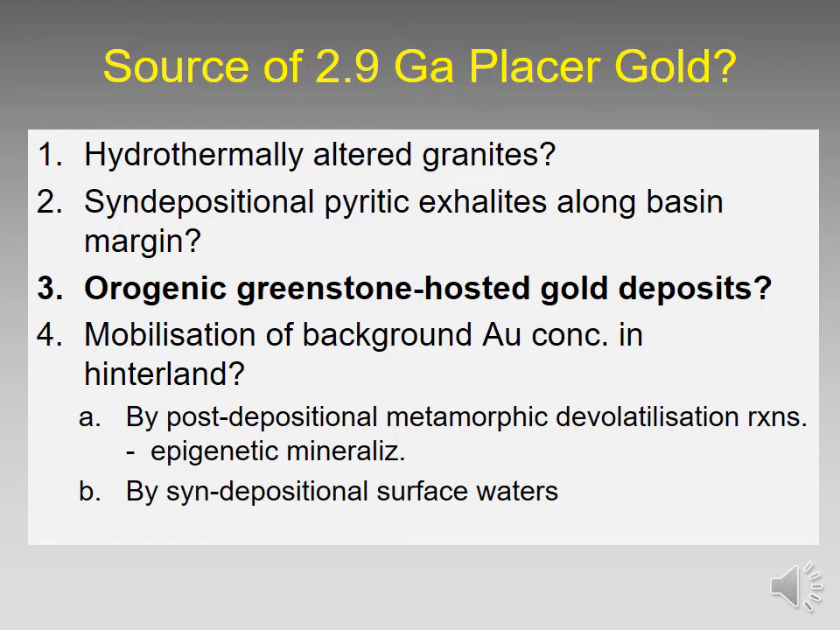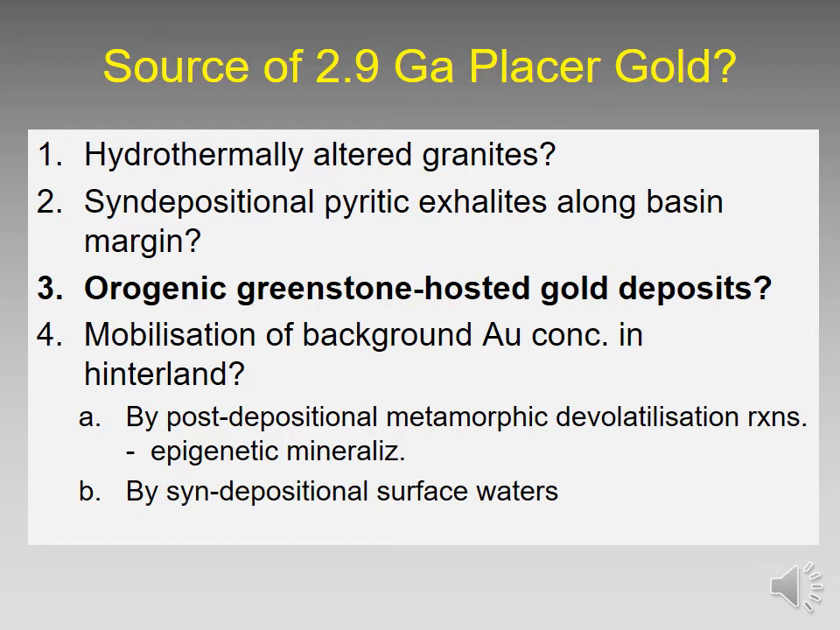So what could be the source of this 2.9 billion year placer gold? One model that has been ventilated, especially in the 1980s, were the HAGs, the hydrothermally altered granites. Well, this source very quickly disappeared again from the scene when people realized that the alteration of these granites was actually younger than the Witwatersrand gold. So that cannot be the source.